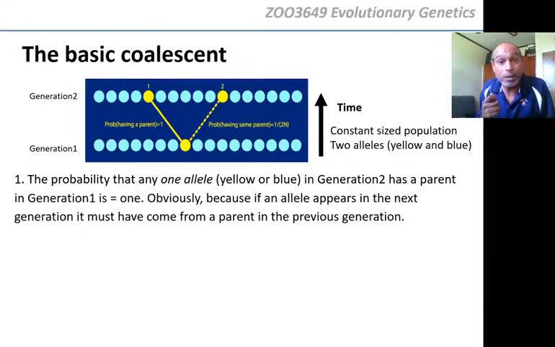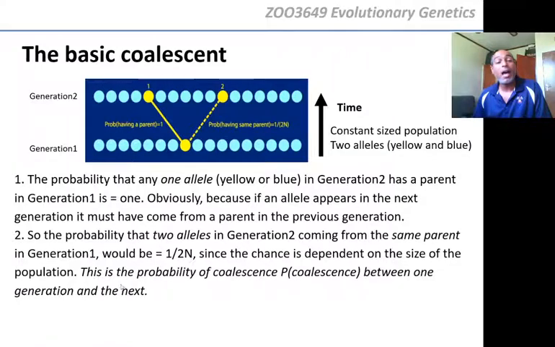Everybody has a parent. So the probability of having a parent in the previous generation is always 1, right? Okay, so now that we got that, what is the probability that 2 alleles in this generation, generation 2, are coming from the same parent? The first question was, what's the probability that 1 allele comes from a parent in generation 1?